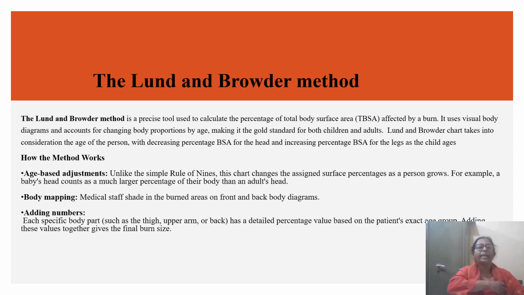So here it's age-based adjustments and there will be body mapping. The medical staff shade in the burned area on front and back body diagrams. Then adding the numbers. Each specific body part such as thigh, upper arm or back has a detailed percentage value based on the patient's exact age. So these values together give the final burn size. So that is about the Lund-Browder method.